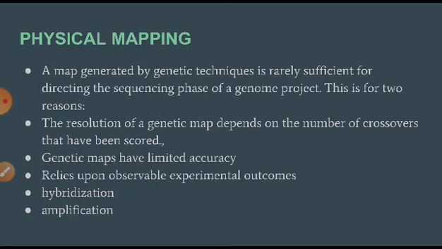Physical mapping, a little bit of detail I'll give you here. A map generated by genetic techniques is rarely sufficient for the sequencing phase of the genome project. This is for two reasons. The resolution of a genetic map depends on the number of crossovers that have been scored. Genetic maps have limited accuracy and rely upon observable experimental outcomes, hybridization, and amplification. So keep in mind, physical mapping is what is going to give you absolute information on where the gene is located.